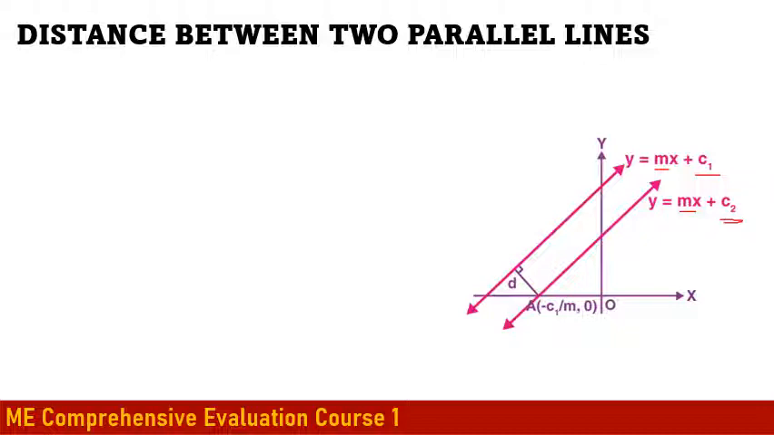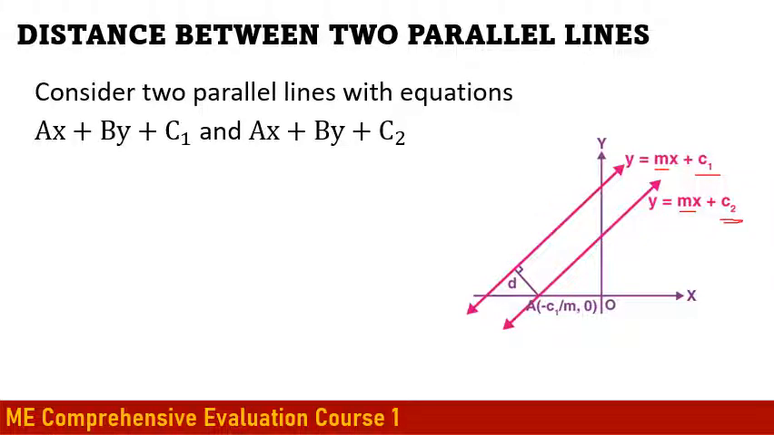So that's the difference between the two. And say for example, you have two parallel lines with the equations ax plus by plus c1 and ax plus by plus c2. Then the distance between these two parallel lines is equal to c1 minus c2 over the positive or negative square root of a squared plus b squared.